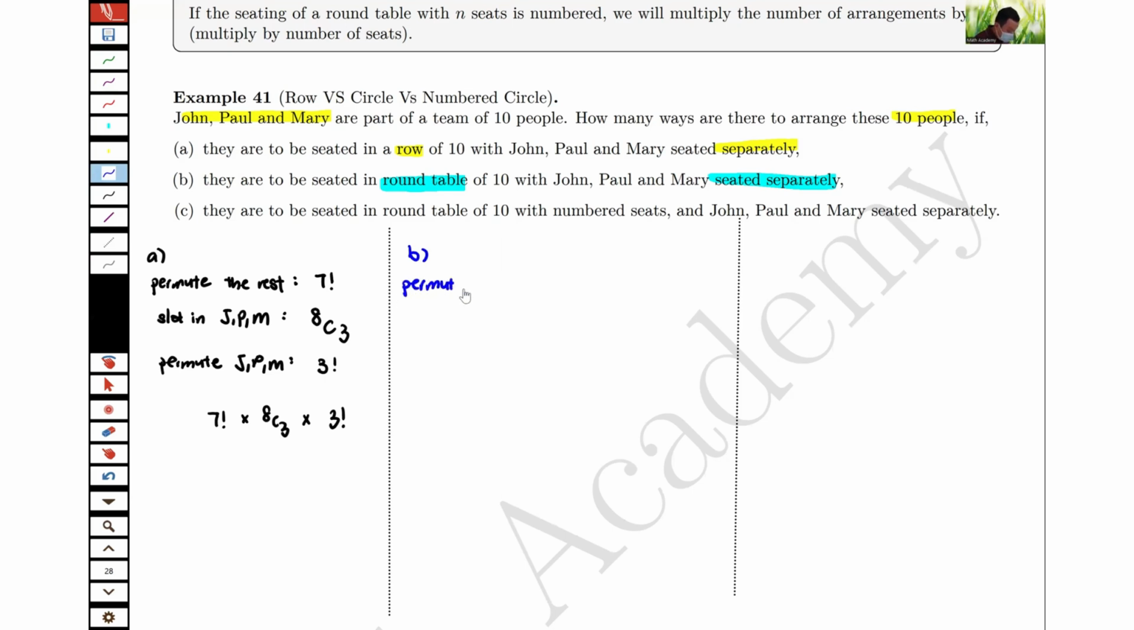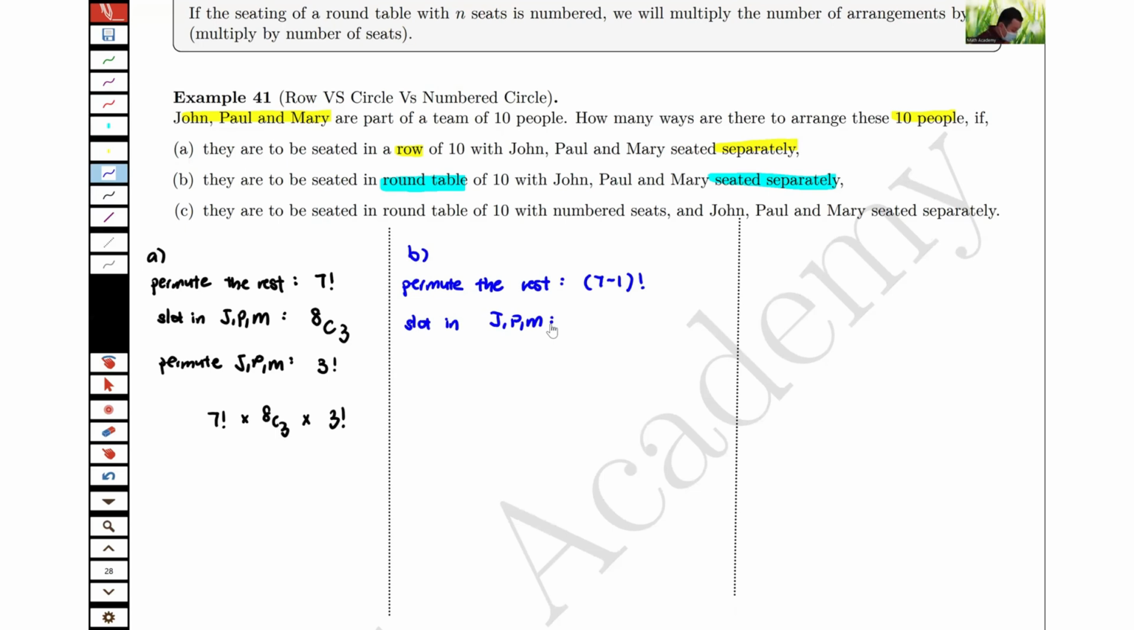We still do permuting the rest first, which means you want to exclude your John, Paul, Mary. If I exclude those 3 of them, it will be a 7 minus 1 factorial. Minus 1 because it's now a circle, a round table, you must minus 1. We then slot in your John, Paul, and Mary.